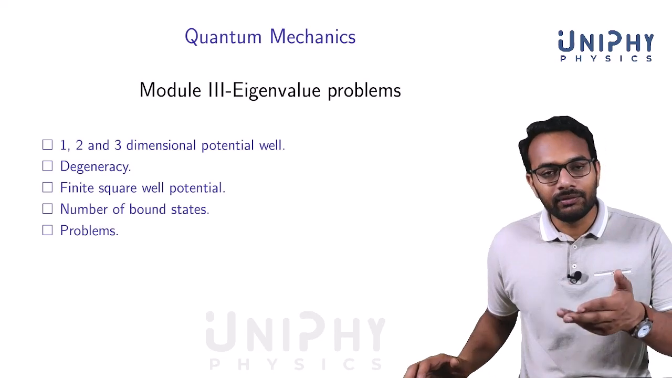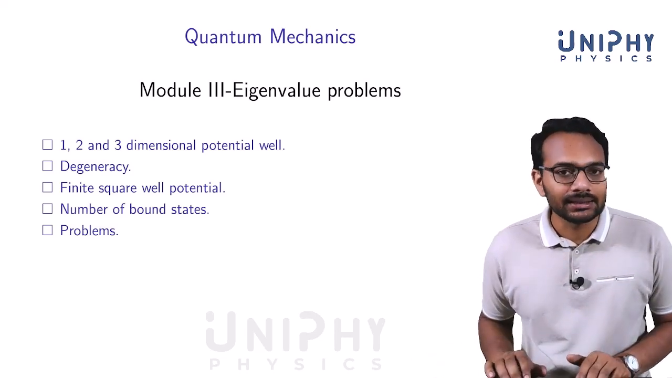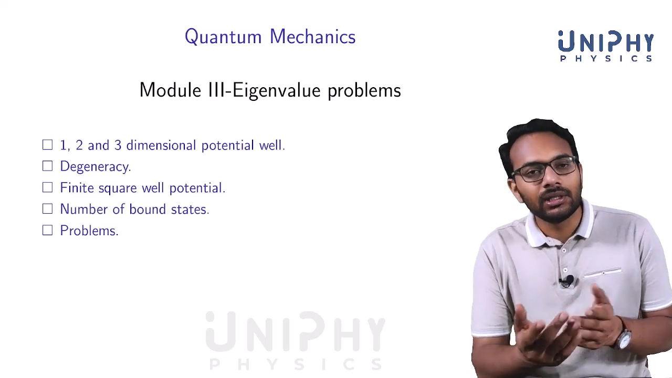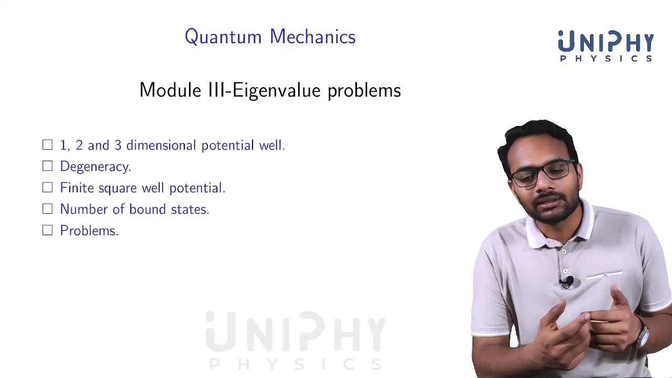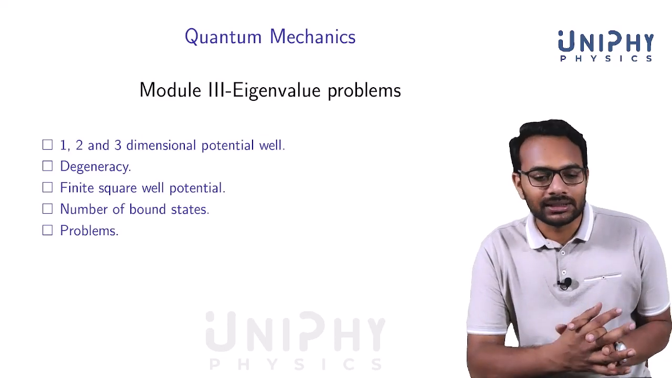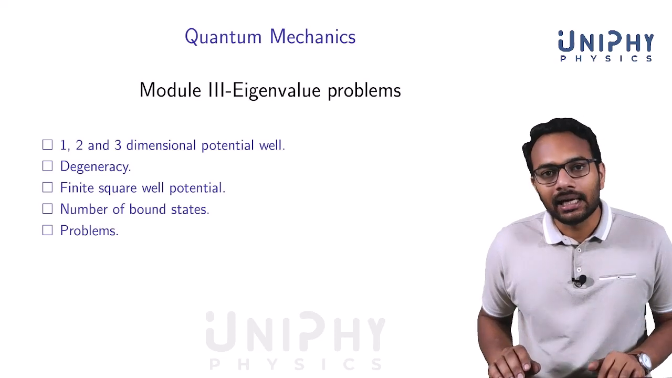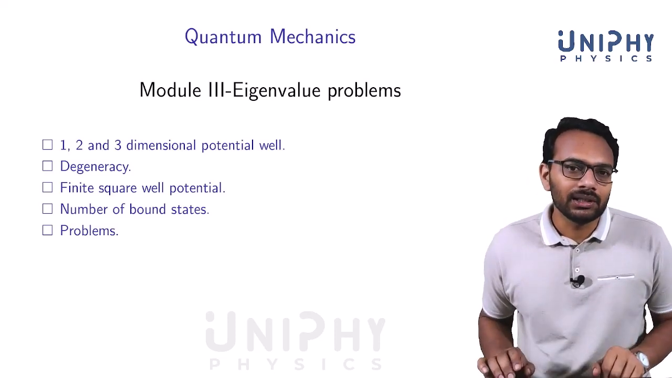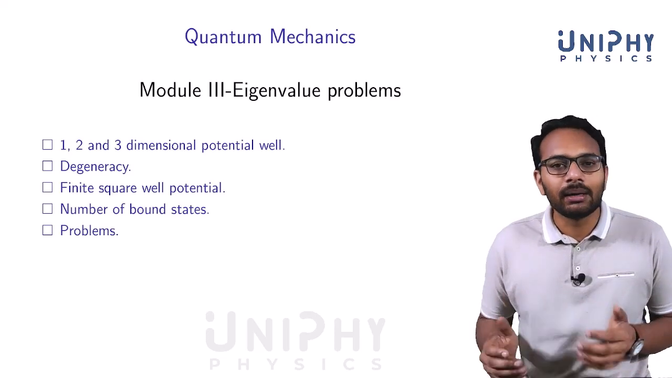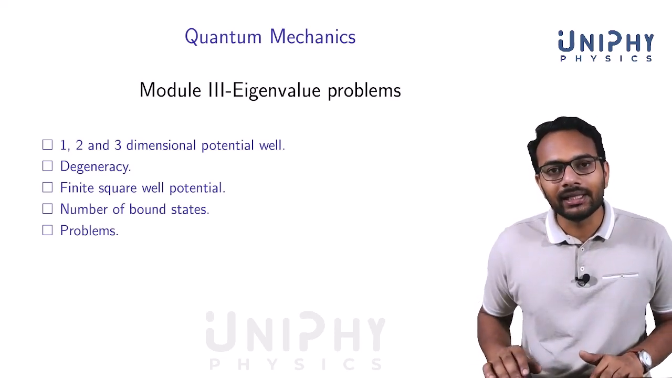And then when we go to 2 and 3 dimensions, there is also the issue of degeneracy. And then we'll discuss a small part in the finite well potential. By looking at the previous question papers, we see that the questions asked from the finite well potential always come from one particular part. It's about counting the number of bound states. So that's the only thing that we'll discuss from finite square well potential.